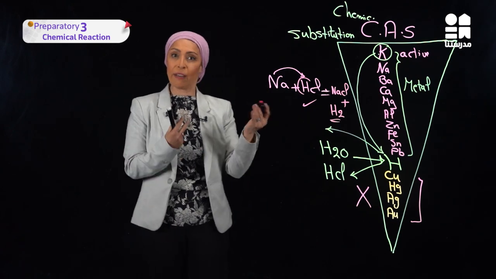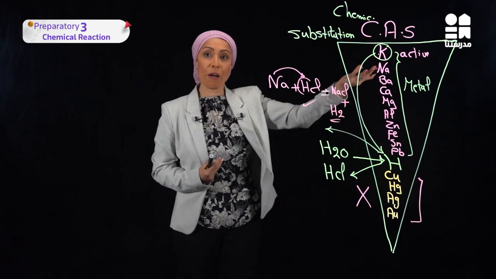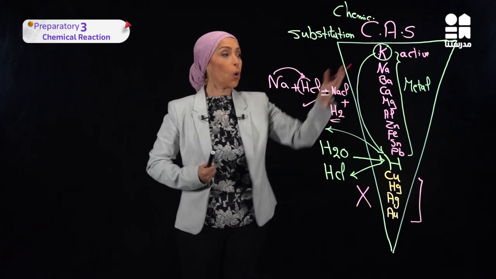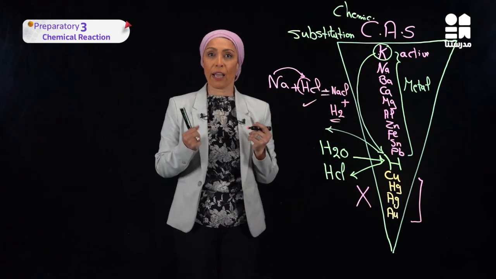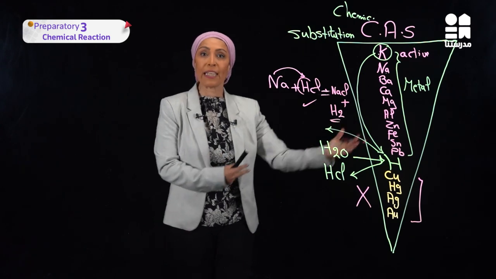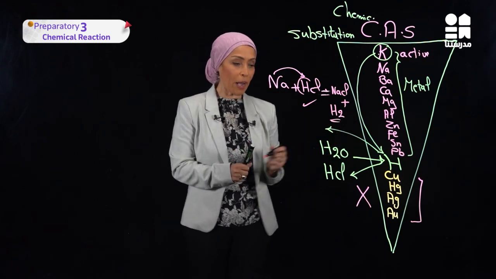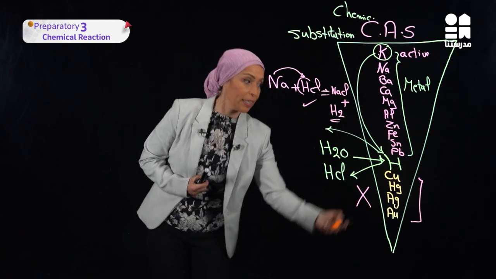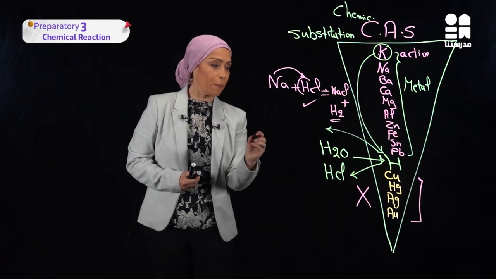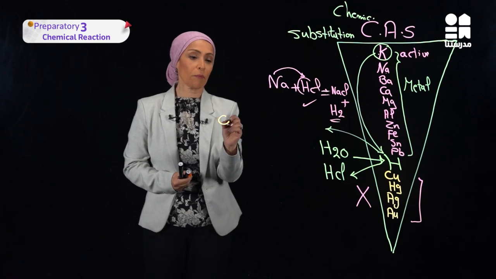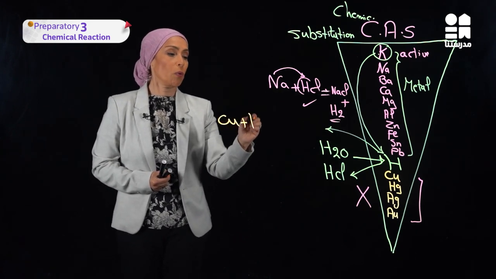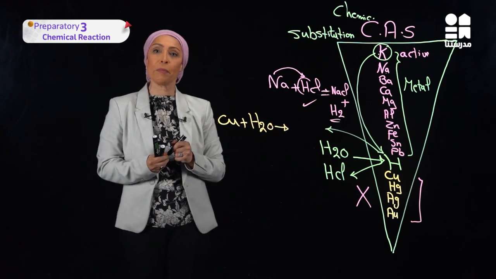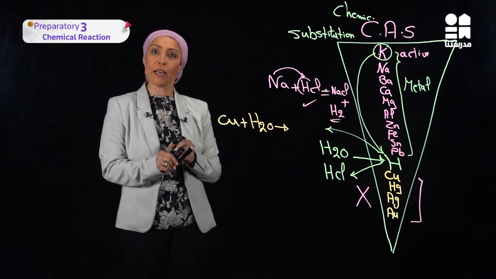So here, if the element is located above, it can kick the hydrogen out because of the rule. All those are very active metals, they can replace hydrogen in the CAS. Another equation, we're going to see, we take copper plus water. Here, the competition is between copper and hydrogen.